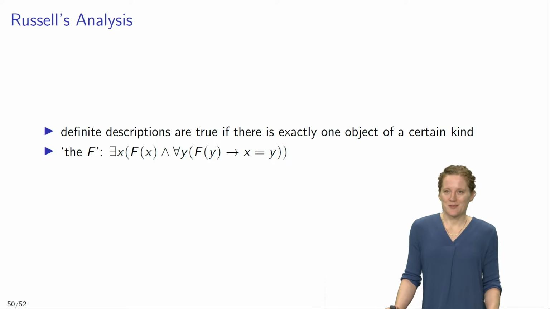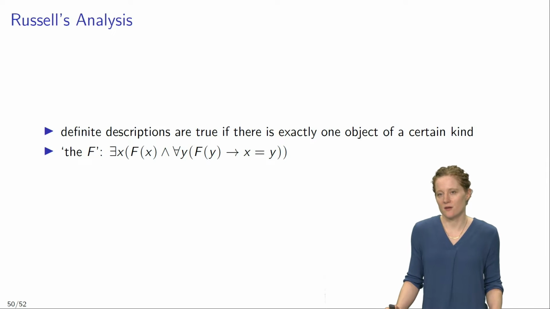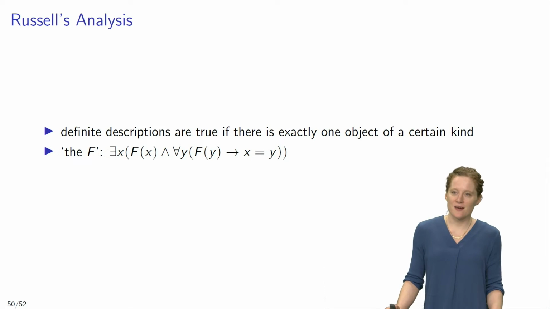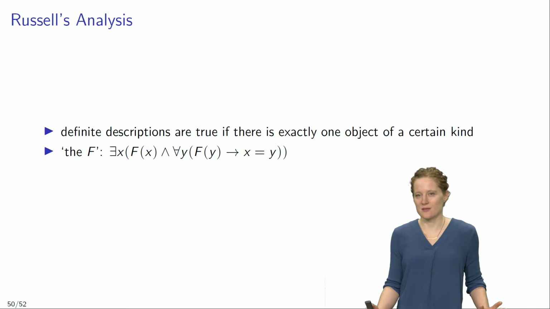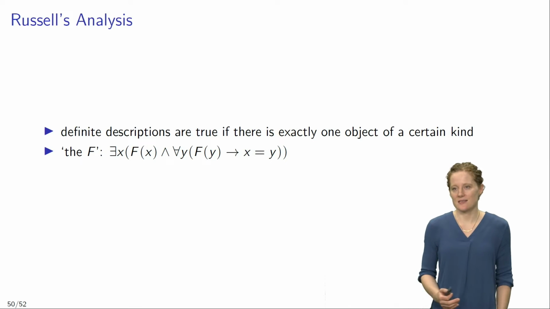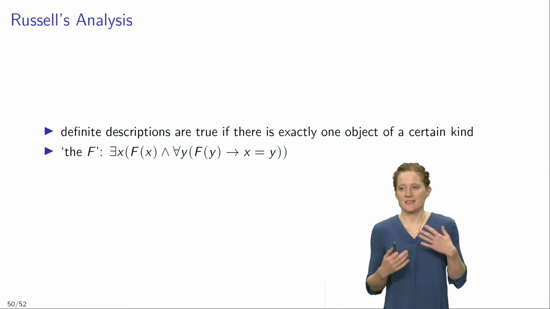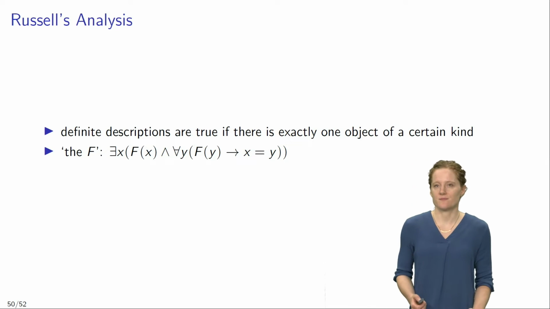Now, according to Russell's analysis, definite descriptions are true of an object if there's exactly one object of a certain kind. So he proposes to formalize the F as follows. There is an x such that Fx, and for all y, if Fy, then x equals y. Russell proposes to symbolize the definite description the F by means of an FOL sentence that is true if and only if there's exactly one object that is F.